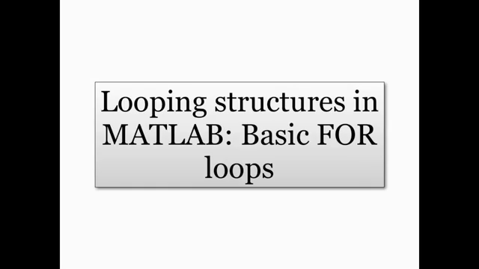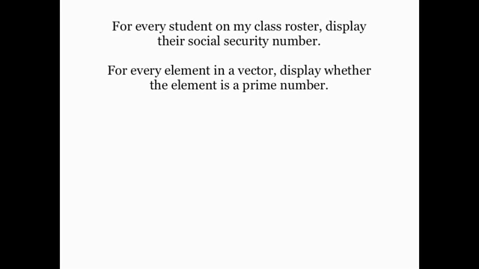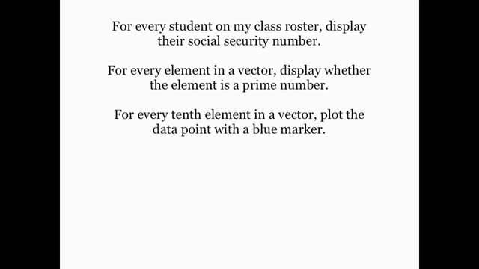But there are other times when you want to alter the flow of a program not by branching, but by repeating a task over and over again until a certain condition is met. For example, I might want to do something like, for every student on my class roster, display their social security number, or for every element in a vector, display whether the element is a prime number, or for every 10th element in a vector, plot the data point with a blue marker. All these instructions are iterations, or an act of repeating a similar task a certain number of times.